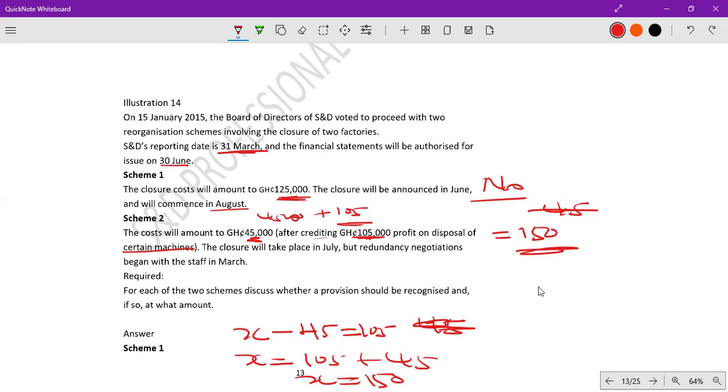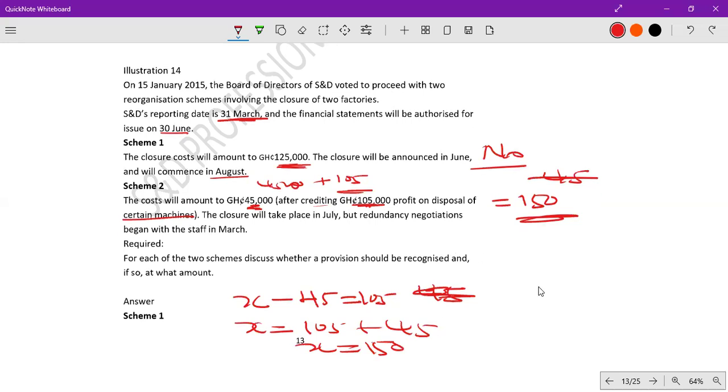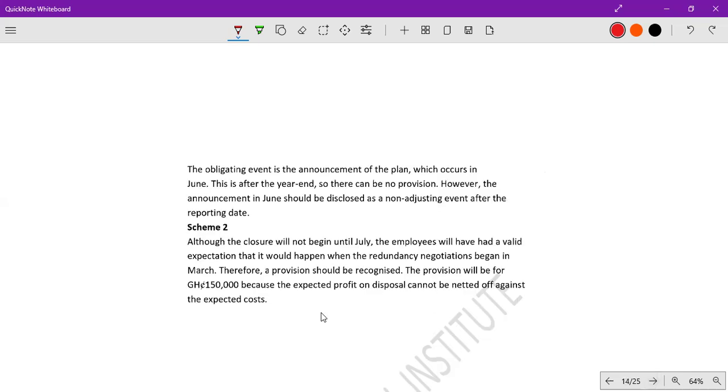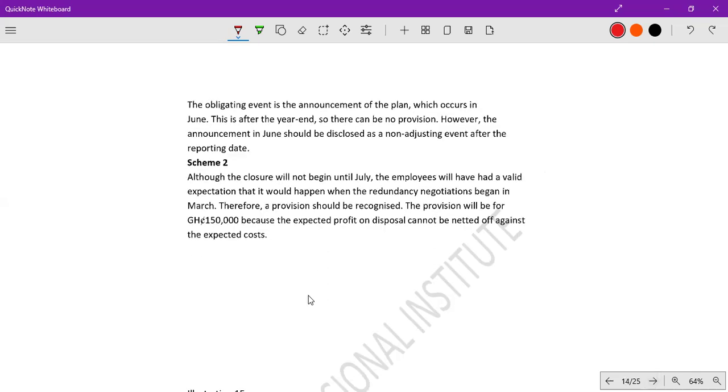Profit from disposal or income from disposal is not part of it. Okay. So what do we have?